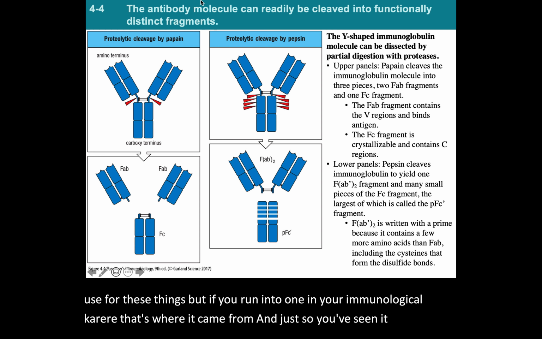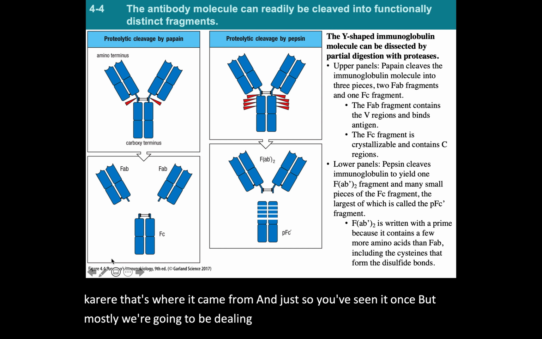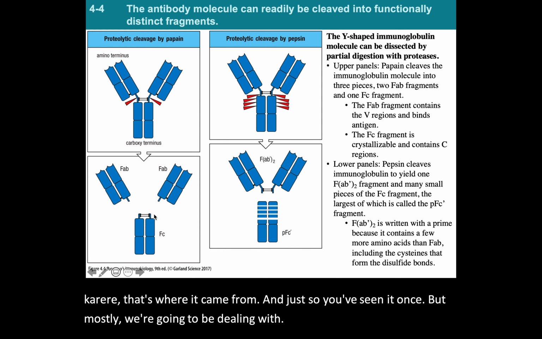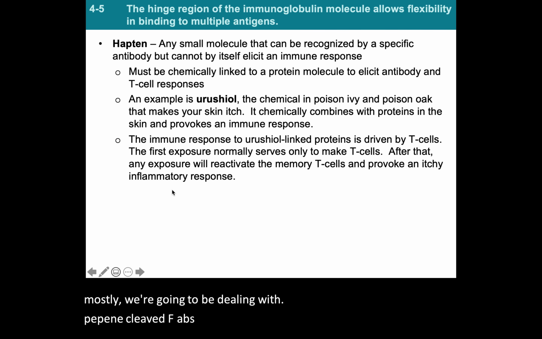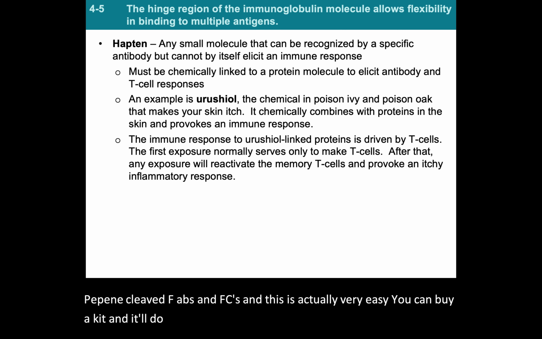But mostly we're going to be dealing with papain-cleaved FABs and FCs. And this is actually very easy. You can buy a kit, and it'll do this quite well, quite efficiently. Okay, another little term for you is called a hapten.